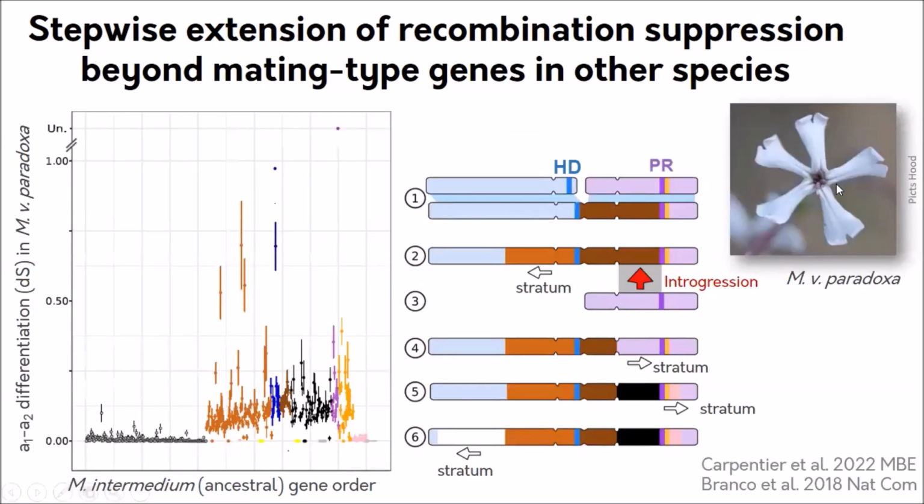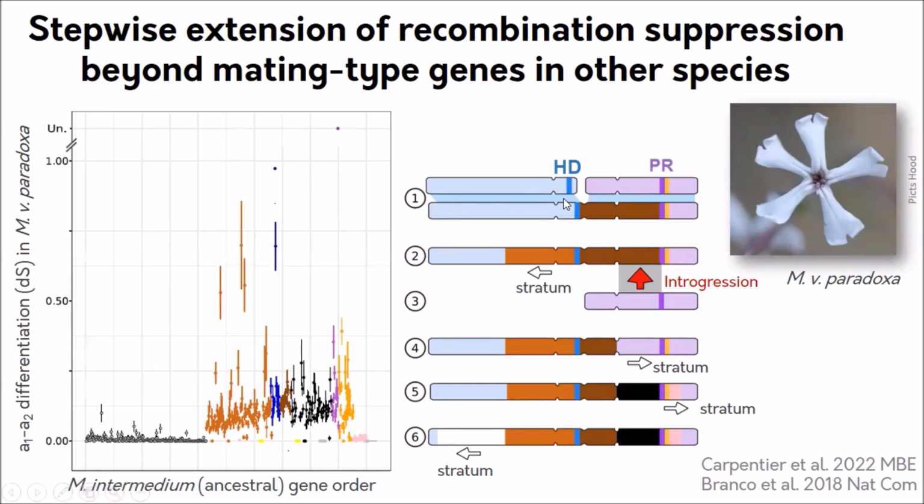Another example is this species, Silene paradoxa. You can see here the dS plot, and you can see that the whole mating type chromosome is non-recombining. There is just one small piece here with zero dS, and that is still recombining. And you can see a very recent but very large evolutionary stratum here, and another one here, and probably several different evolutionary strata here, again supported by their presence-absence and by the transspecific polymorphism.